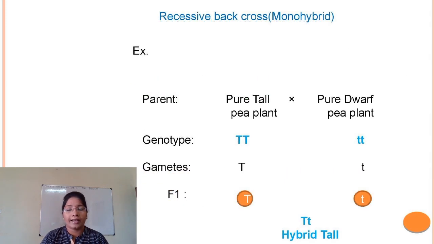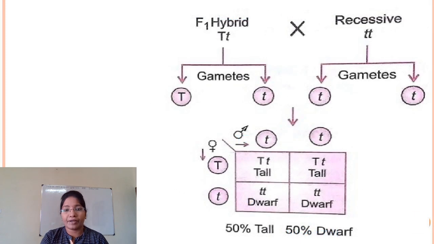Let us take an example of a recessive back cross with monohybrid traits. When we cross a pure tall plant with a pure dwarf, in the F1 generation we get hybrid tall as usual. But when the hybrid tall variety is crossed with the recessive parent, small t, in the F2 generation we get tall and dwarf varieties, 50% tall and 50% dwarf. That is, the F2 offspring make a ratio of 1:1.